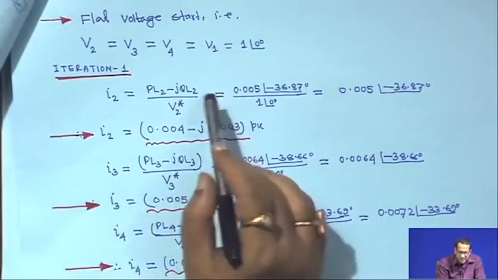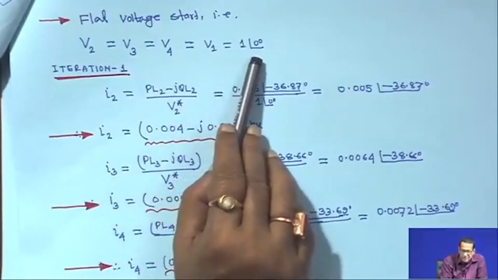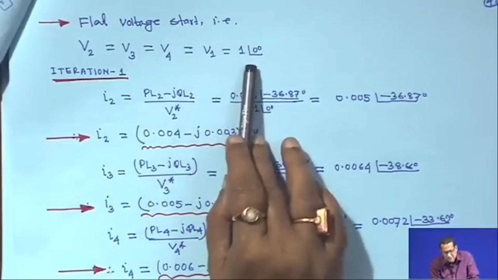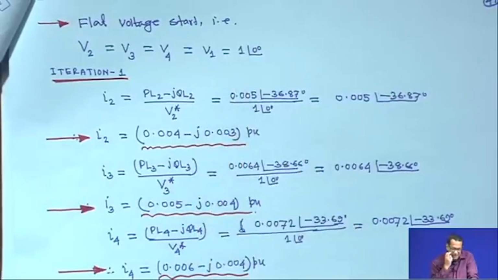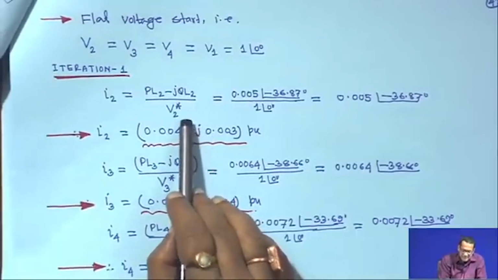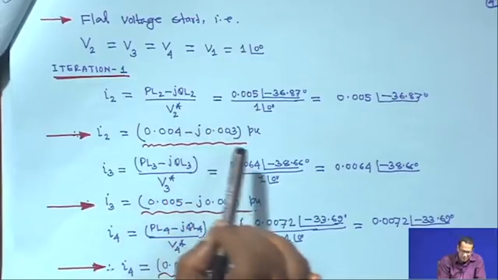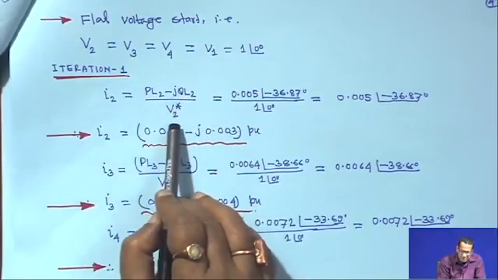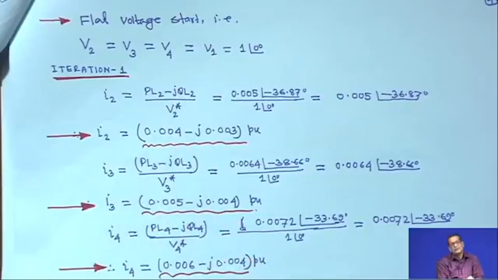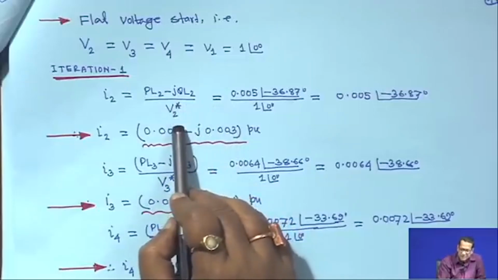Now, flat voltage start. So, V2 is equal to V3 is equal to V4 is equal to V1, you take 1 angle 0. All the initial voltages of all the nodes we start with 1 angle 0, right. But ultimately, you have to find out the initial load current at node 2, node 3 and node 4. So, I2 will be PL2 minus jQL2 upon V2 conjugate.